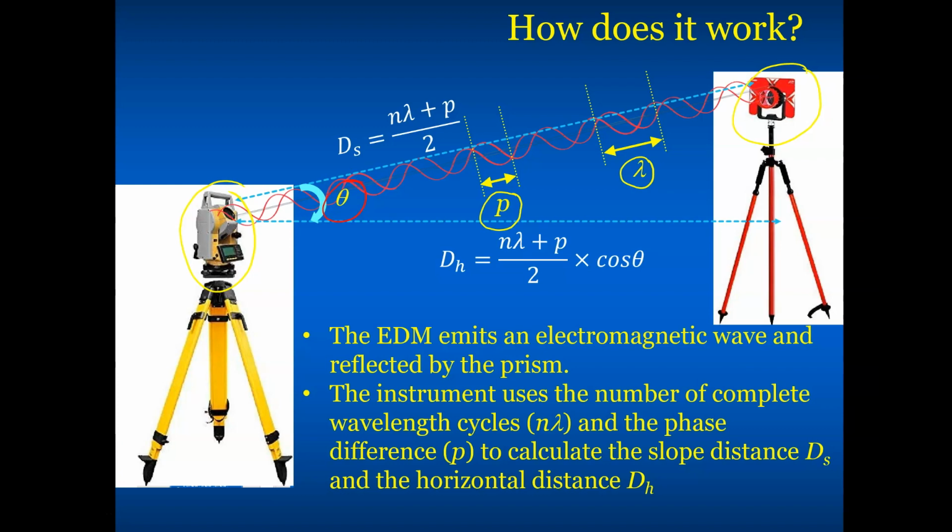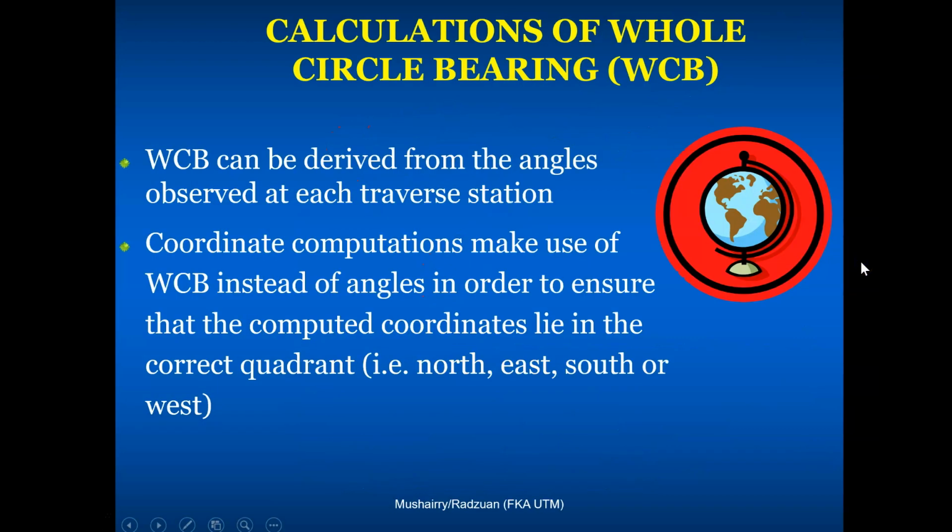Just merely pressing a button and you'll get simultaneously your horizontal distance as well as your slope distance. Okay, that's how distance is obtained, as easy as pressing a button now. How about bearings? Okay, we talk about observing angles.